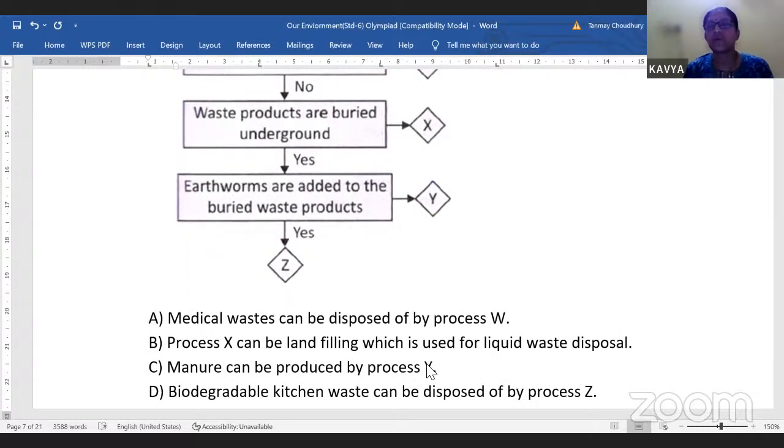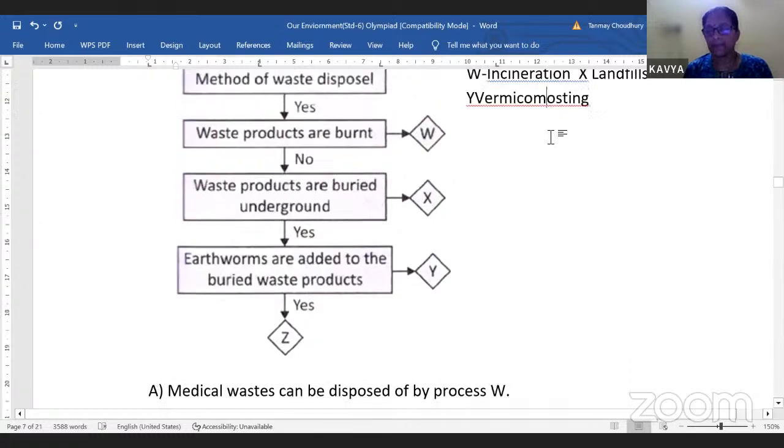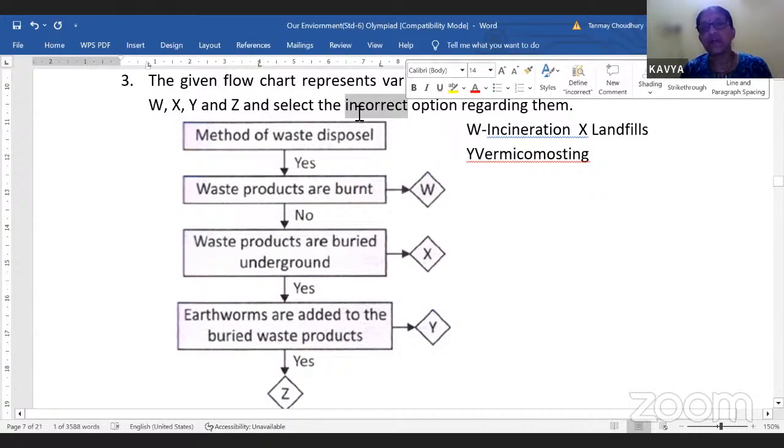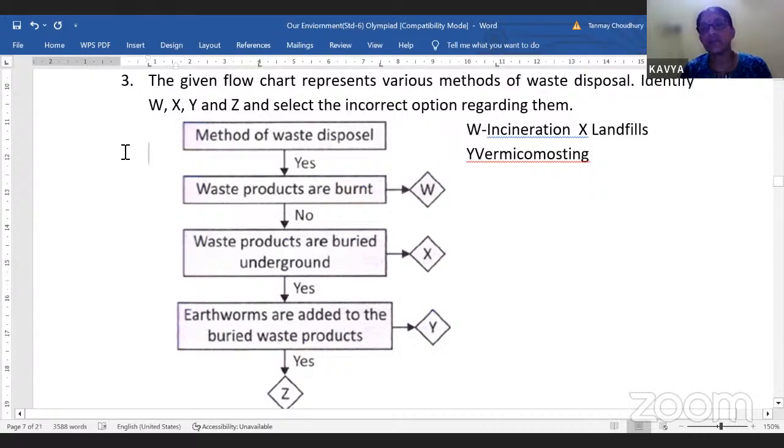So what do we have to find out? Please remember, children, in these Olympiad exams, what is being asked is the incorrect option. So read the question carefully when you choose the option, whether it is asking for the correct option or the incorrect option. Here it is asking for the incorrect option.